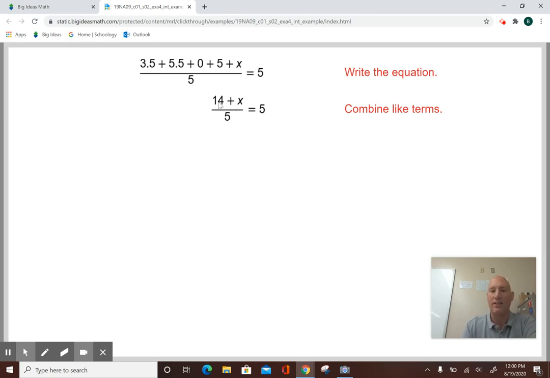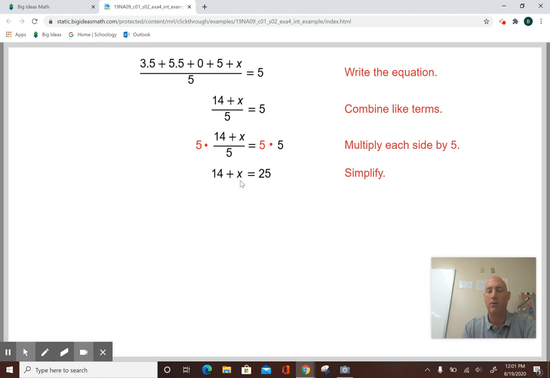You can think of this the same way we did our other steps. X is being increased by 14, then that whole thing is being divided by 5. So what's the first thing you have to undo? Divided by 5. How do you undo divided by 5? You multiply both sides by 5. These 5s cancel out, as inverse operations of each other, and you're left with 14 plus X equals 25. Now, X is being increased by 14 to be 25. Subtract 14 on each side. You're left with X is 11.